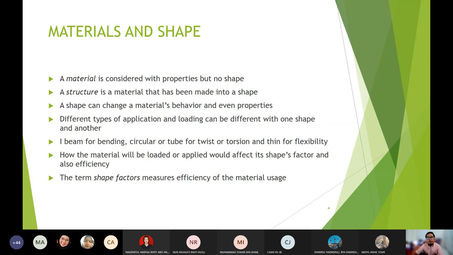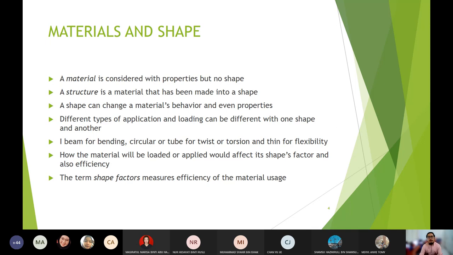Carbon, for example, people talk about graphene, a single atom thickness of carbon, a very fine, very small thickness of a material. But the exponential properties it can give to a matrix of metal or polymer is really high as compared to a carbon fiber. That's why people go to the nanoscale. And different types of application and loading can be different with one shape and another.